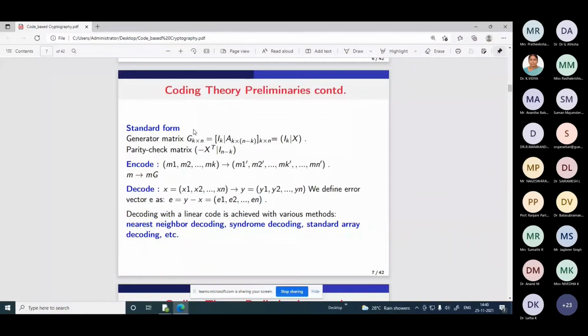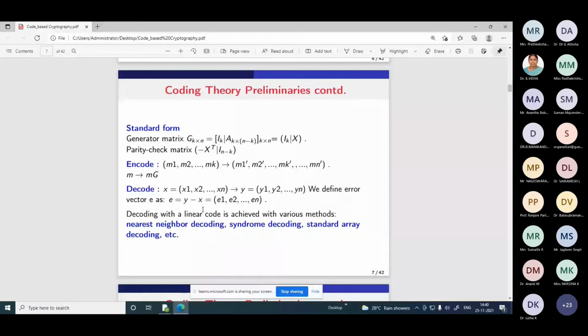We bring it into standard form because it's easy for encoding and decoding. To encode an original message, as I told, you find M times G, so M goes to M times G, and the resultant is your code word. Your code word is sent through the noisy channel. You won't receive the code word itself; the code word will be corrupted with some errors. So you get the received word, which is nothing but the code word plus error.